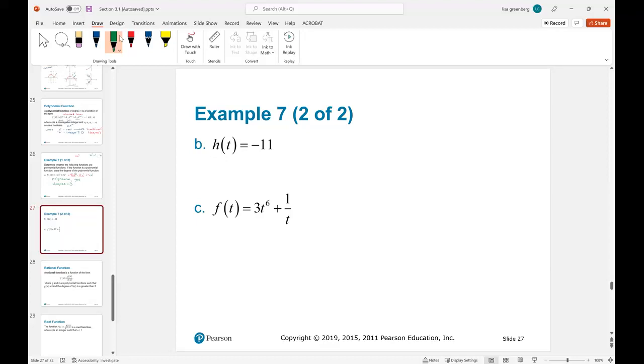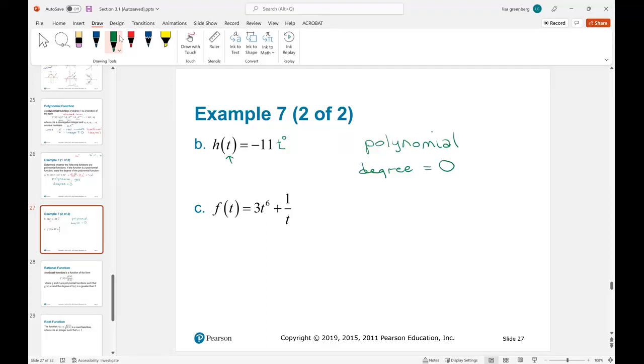So again, for this one, now notice our variable is t. So I can say this is the same as minus 11 times t to the 0 power, which is still 1, which makes it a polynomial with degree 0, because that's the only thing I have, and that's it.